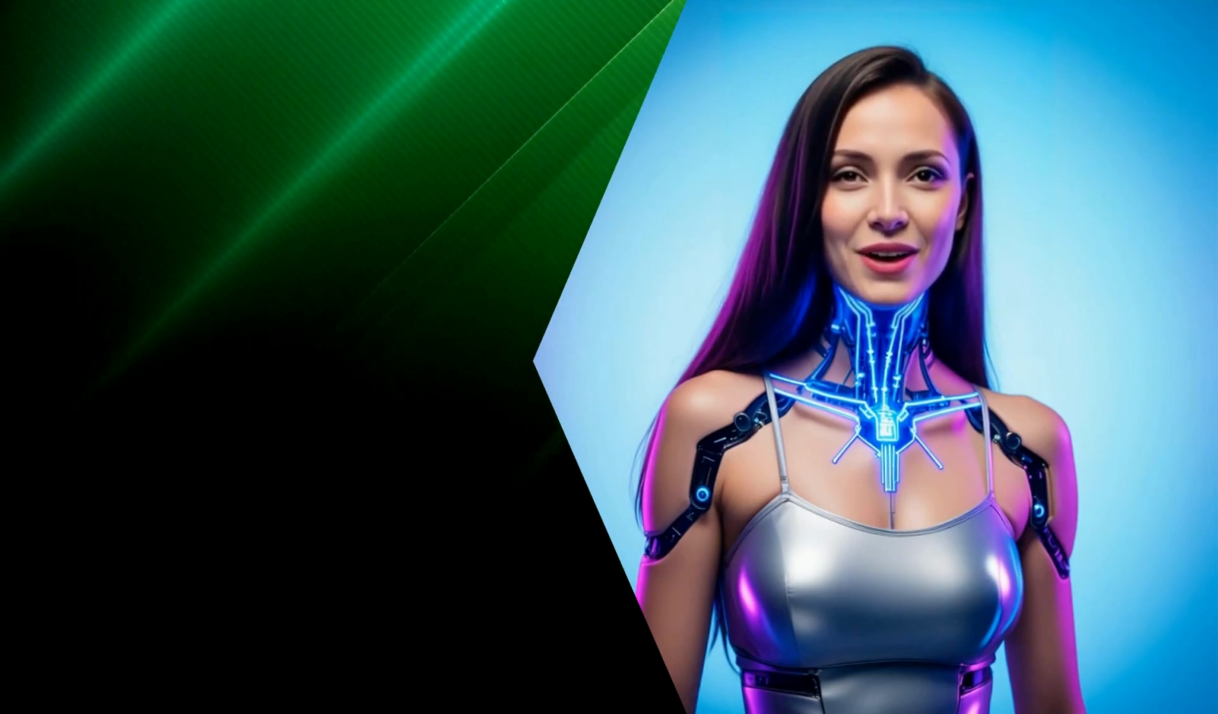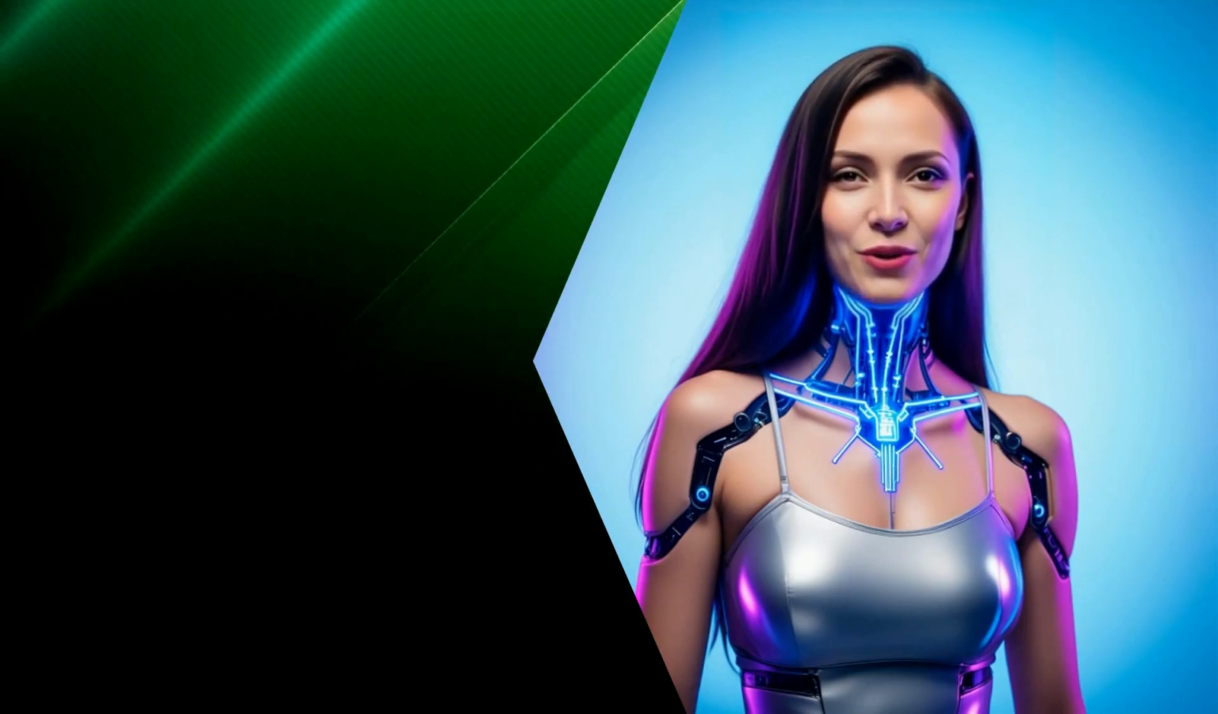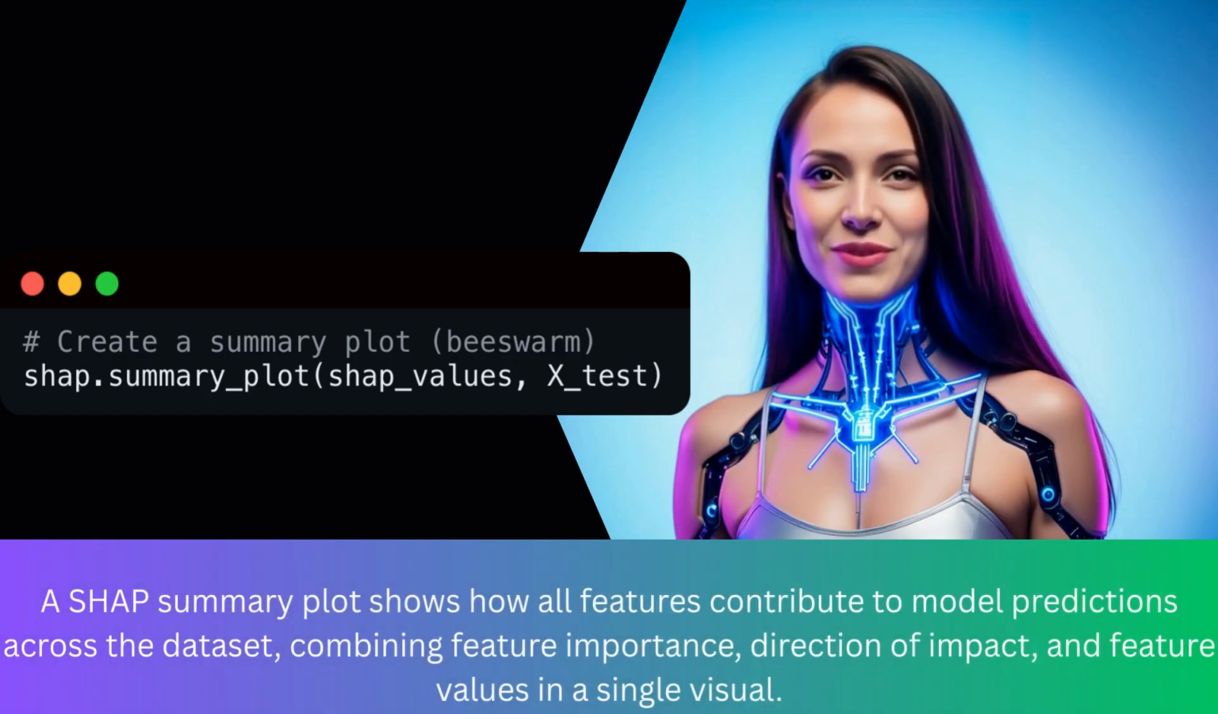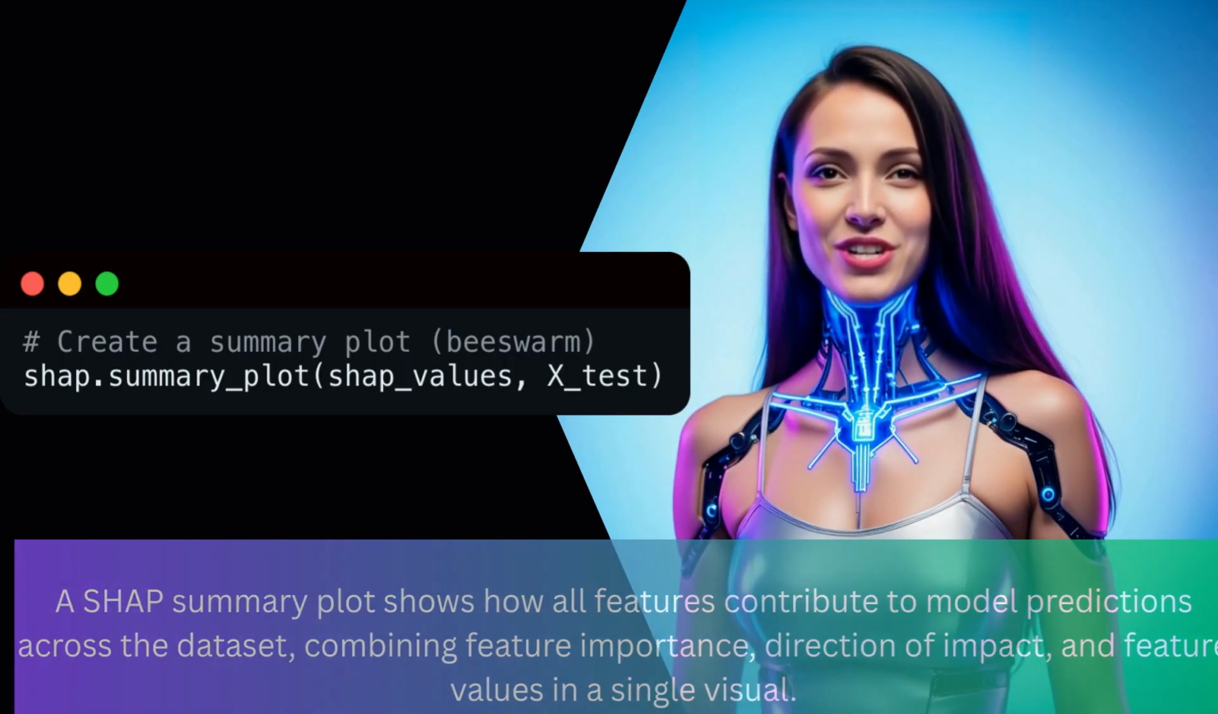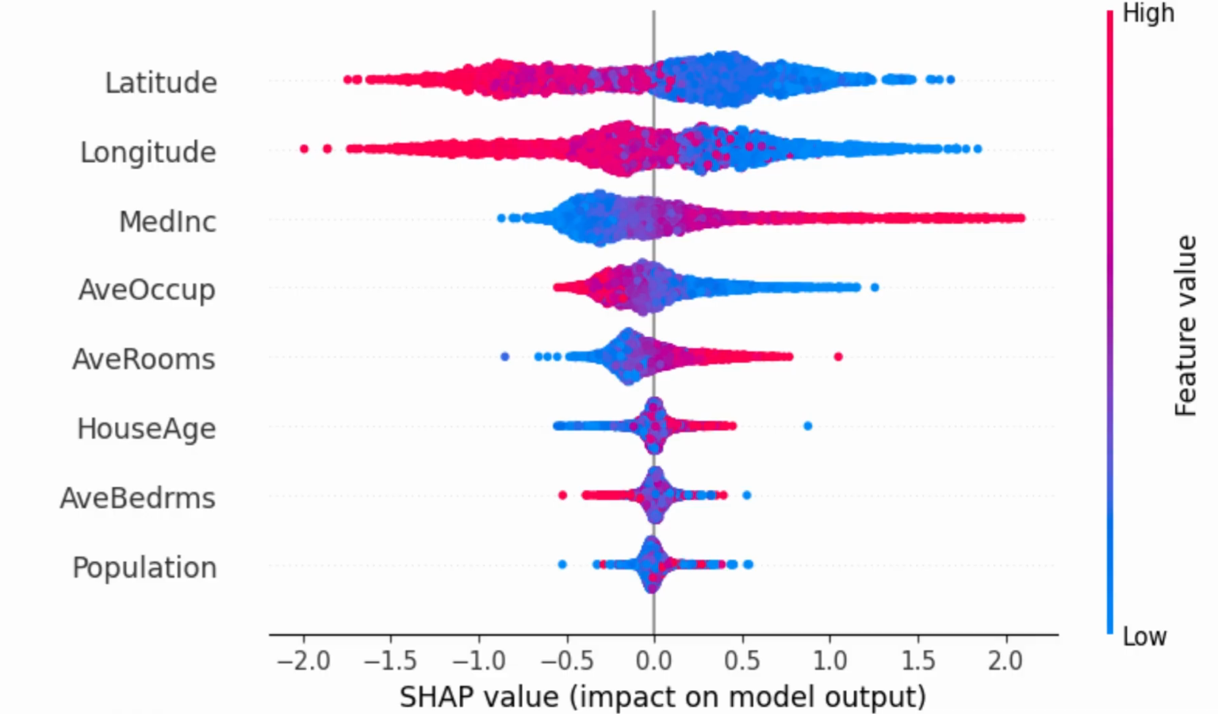This is incredible for a single prediction. But what about the entire dataset? How do features behave on a global scale? For that, we use a summary plot. This might look like a colorful mess at first, but it is one of the most information-dense plots in machine learning. Let us decode it.